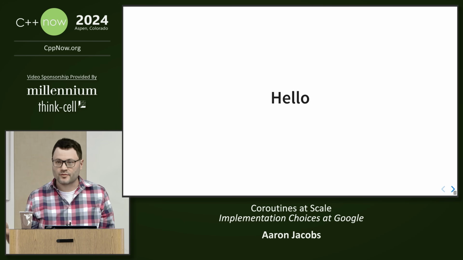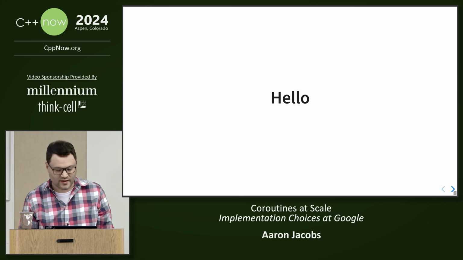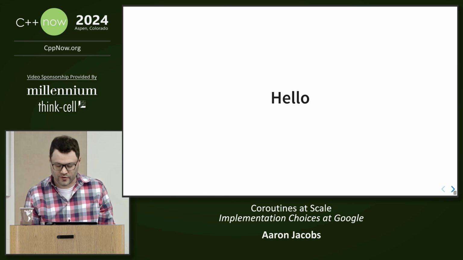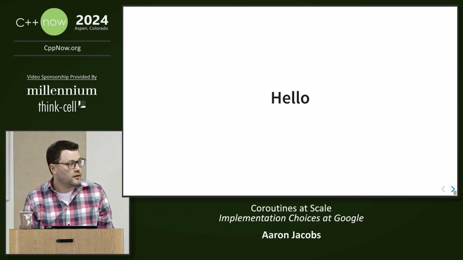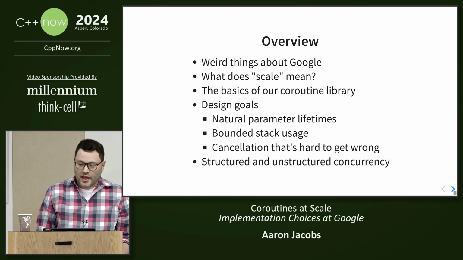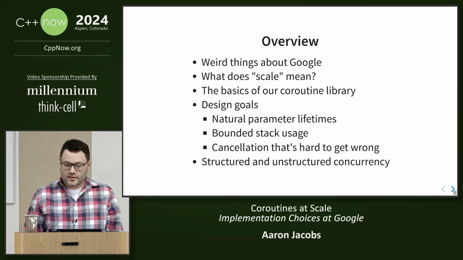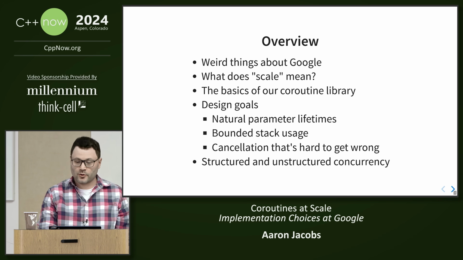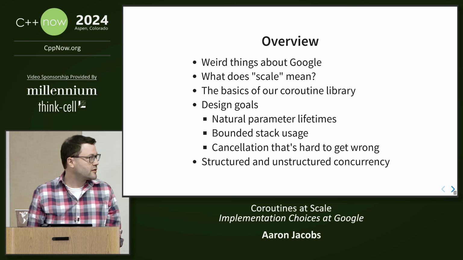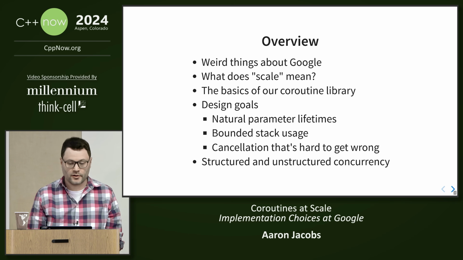Some things I can name drop publicly are the Google Maps API, Google Cloud Storage, Bigtable. Also a bunch of other storage-related work behind the scenes, as well as more general infrastructure kind of stuff. And I'm here today to tell you about some design decisions I made while I was designing a coroutine library for use in Google. So I'll start with an overview of what we're going to talk about.